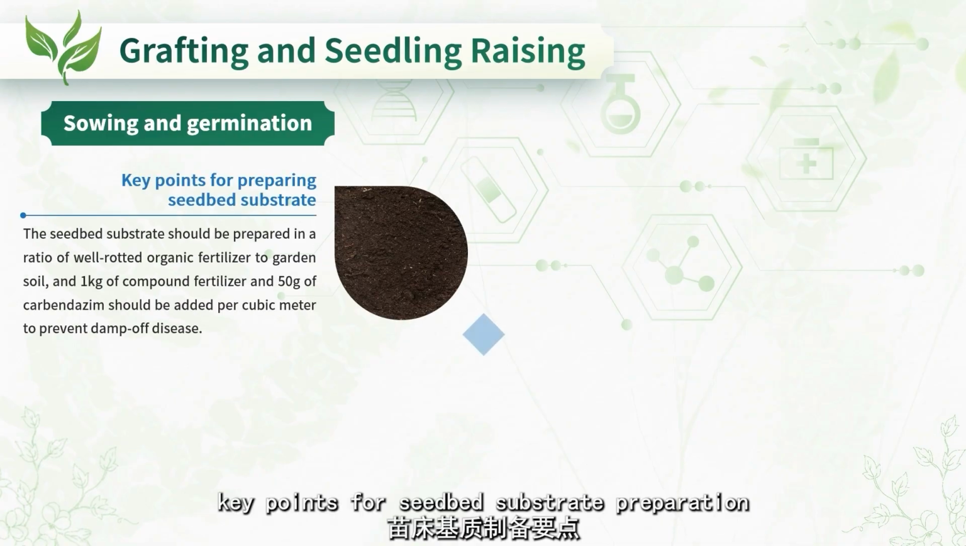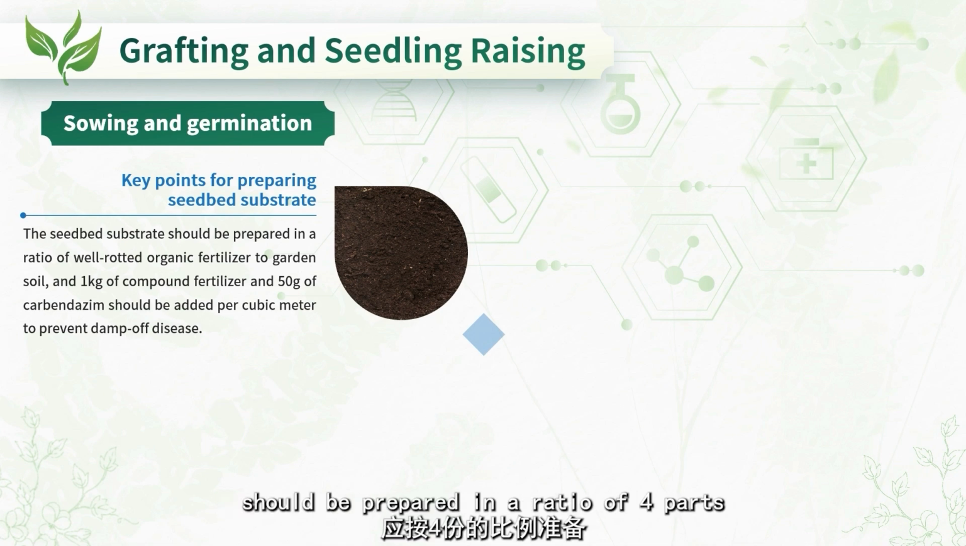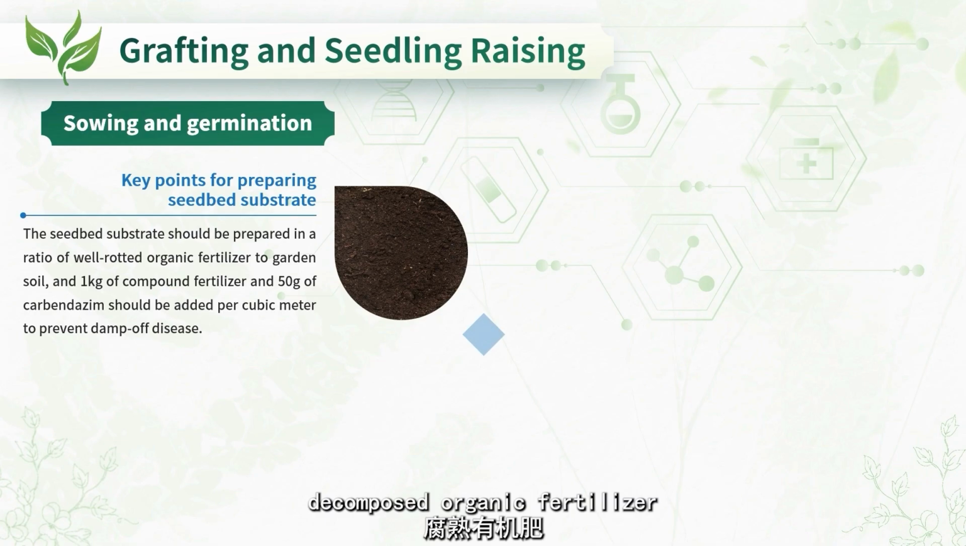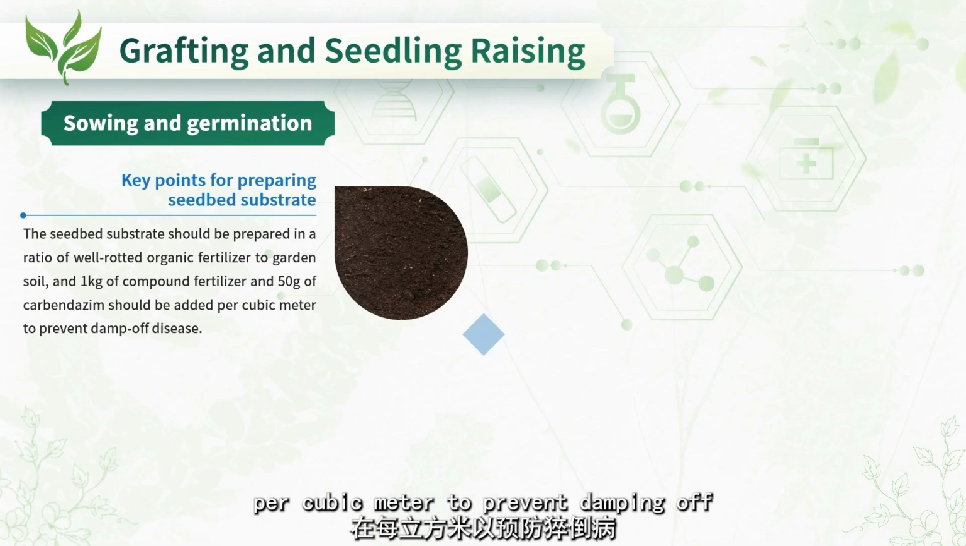Key points for seedbed substrate preparation. The seedbed substrate should be prepared in a ratio of 4 parts decomposed organic fertilizer to 6 parts garden soil, and 1 kg of compound fertilizer, and 50 g of carbendazim should be added per cubic meter to prevent damping off.